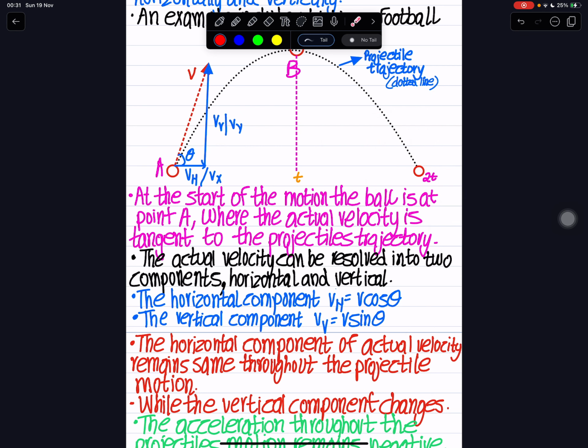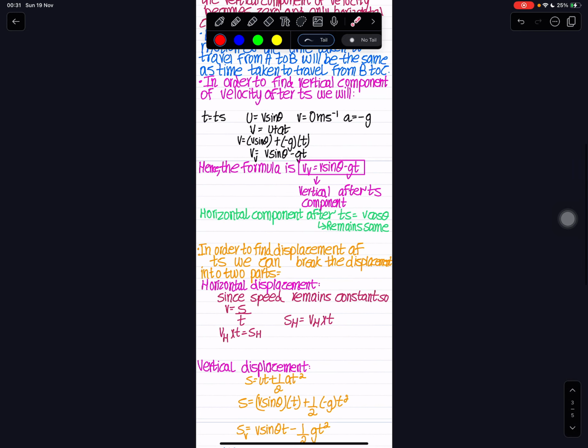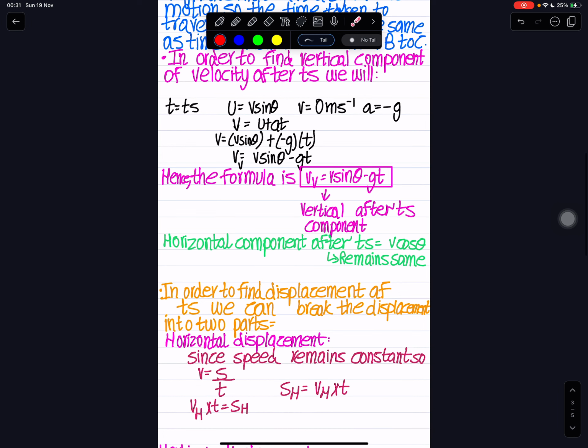So for example, if you found out that the horizontal component was 10 meters per second, it will be the same after 10 seconds, after 20 seconds, after 30 seconds, it will always remain 10. But the vertical component will change. So we'll find that through v is equal to v sin theta minus gt.